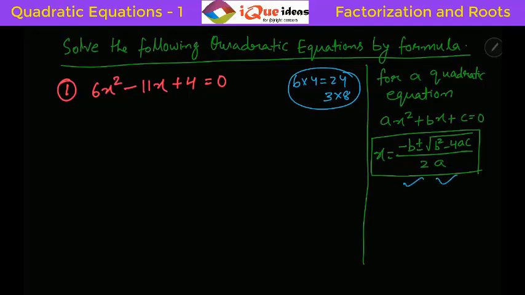This is the formula that I have written here, for a general quadratic equation, ax square plus bx plus c equal to 0. This is the formula to find the value of x, where a is the coefficient of x square, b is the coefficient of x, and c is the constant term with their proper sign.